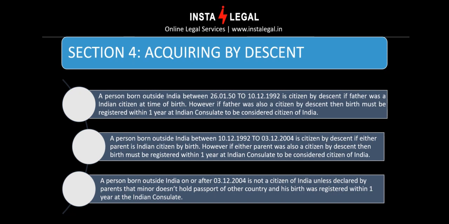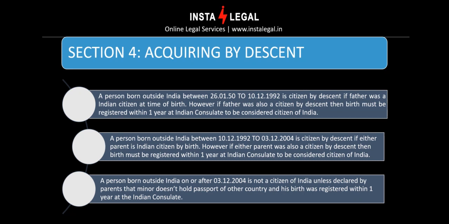Section 4 of the Citizenship Act lays down the criteria for acquisition of Indian citizenship on the basis of descent, that is, a person's family background. First up is people born outside India on or after 26 January 1950, but before 10 December 1992. As per the law, these people can get Indian citizenship if at the time of their birth, their father was also a citizen of India. But if their father was an Indian citizen by descent, then the birth of such people has to be registered within 1 year at the Indian consulate of that place.